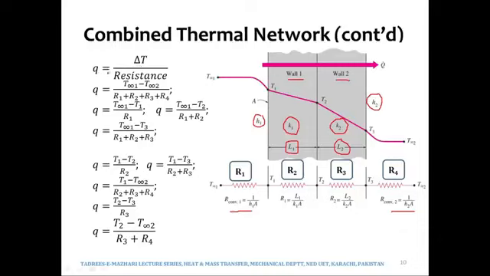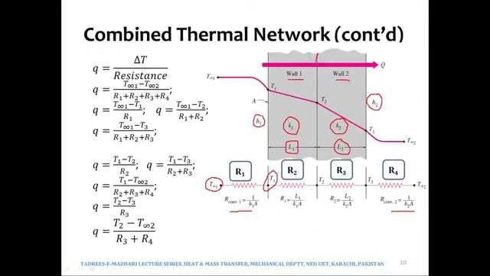So now again, Q may be written in various forms, but all those forms would be the same as or similar to delta T over resistance. Now it depends what delta T we take. For example, you can see over here that we have T infinity 1, and the temperature of this face of the wall is T1. So between T infinity 1 and T1 we have this R1, the convective resistance, which is 1 over h1 A.